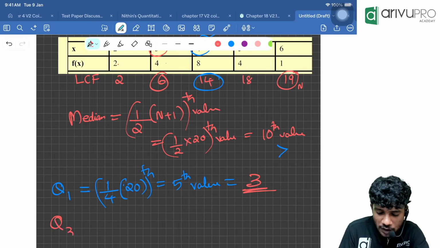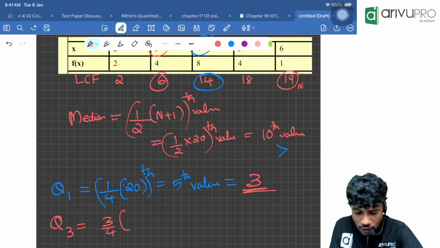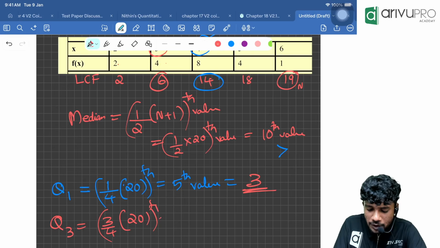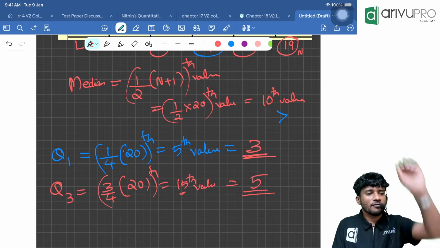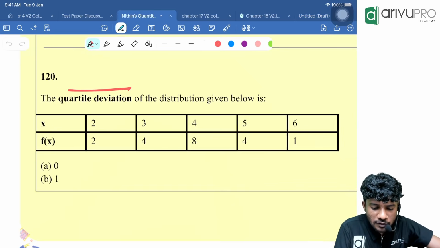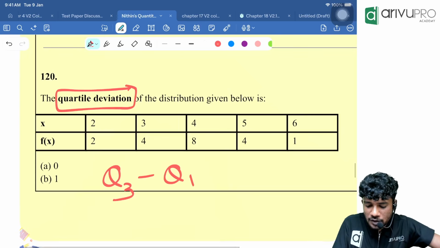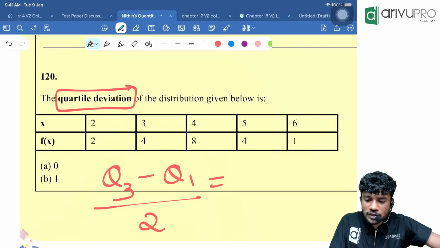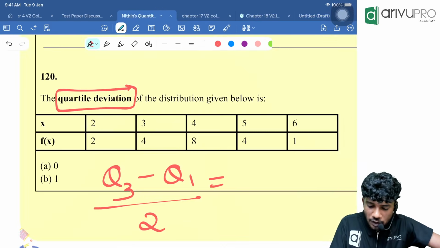Then how to find Q3? That is 3 by 4 into n plus 1, that is 19 plus 1, how much? 20th value. That comes to be 15th value. Now tell me which is greater than 15? 18. So the corresponding x value is what, people? 5. We have Q1, we have Q3. Then according to this question, they are asking for quartile deviation. How to find quartile deviation? Q3 minus Q1 divided by 2. Q3 was how much, people, according to our answer? 5. 5 minus 3 divided by 2 is how much, people?